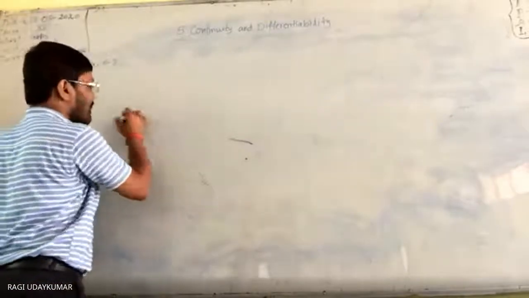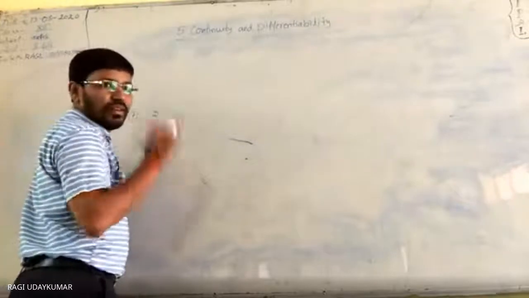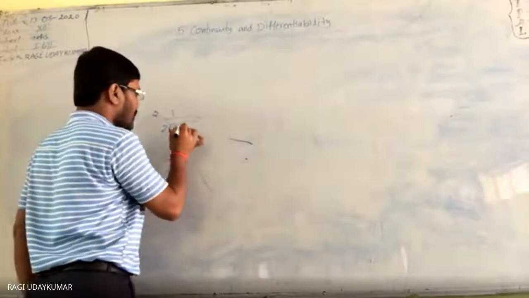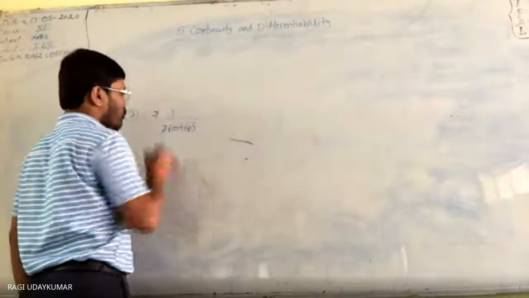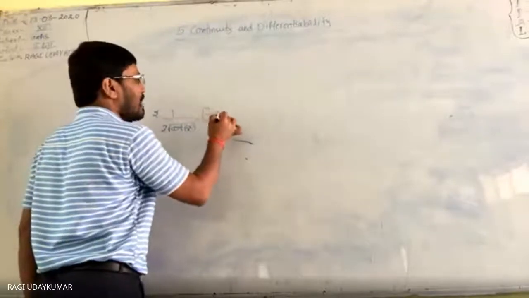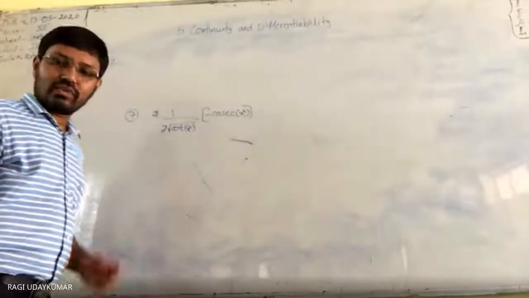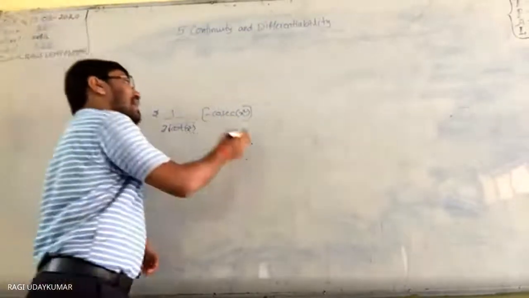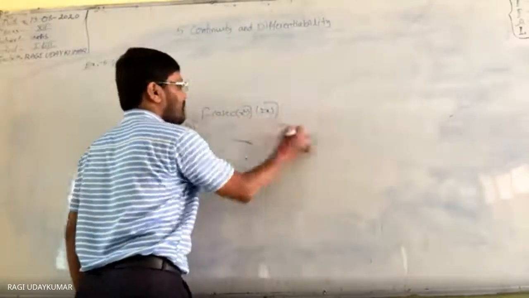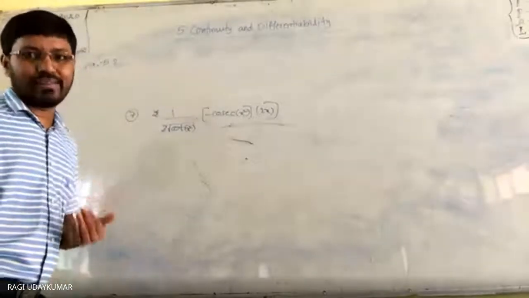I am going to write the direct answer to this one. First 2, what is its differentiation? 1 by 2 root cot x square. This 2 cancels with it. And cot x square differentiation is minus cosec x square. And again x square differentiation is 2x. That's our final answer. In one step also you can do it if you are practicing well.